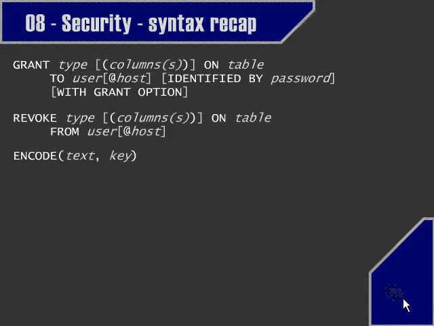Now let's move on to the encoding and encryption functions that we use within MySQL. The encode function takes two arguments, the original text and the key with which to encode the data. Decode function works in exactly the same way, except we pass it an encoded piece of text, and then the key is the second argument, and it will output the original unencoded piece of data.